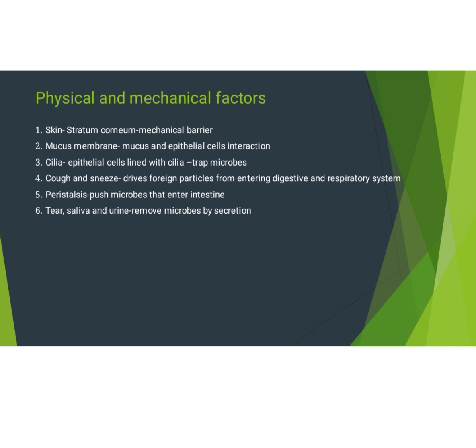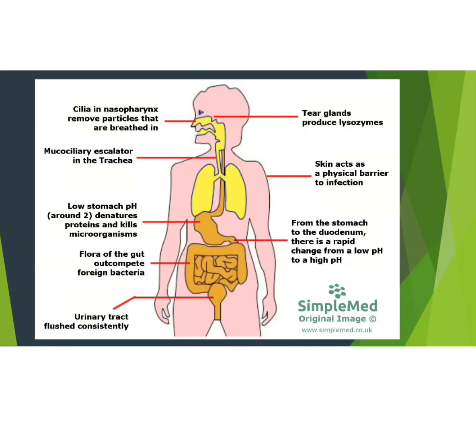Another barrier is the tears, saliva, and urine, which also try to remove the microbes by certain secretions. Next, we shall see in this image how the different parts of the body respond to pathogens. As I told you already, we have the cilia in the nasopharynx region, which remove the particles that are breathed in. In the same way, we have the tear glands, which produce lysozymes. Then in the trachea, we have the mucociliary escalator, which tries to remove the pathogens trying to enter the respiratory system. The skin acts as a physical barrier to infection.